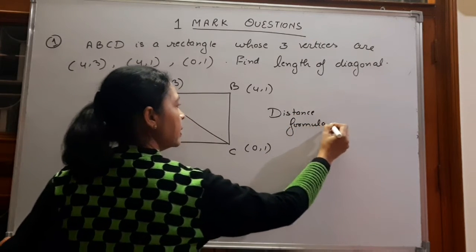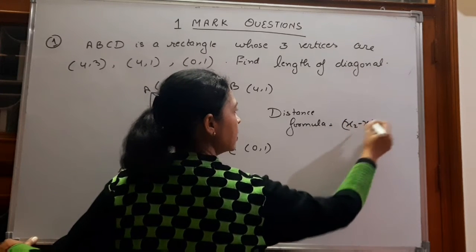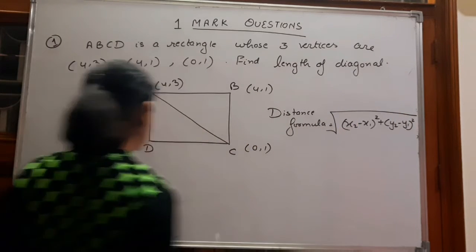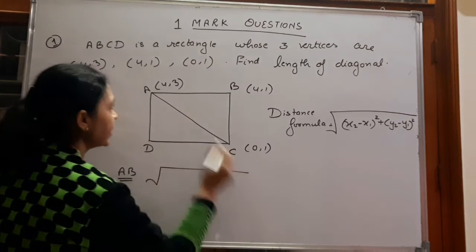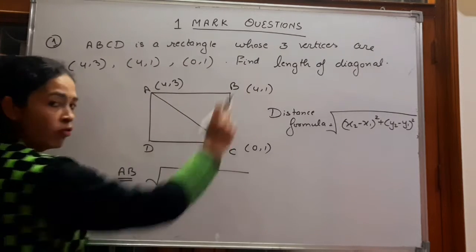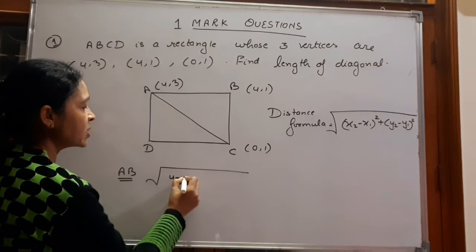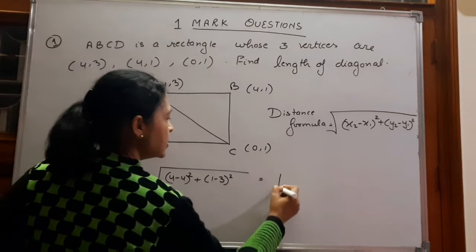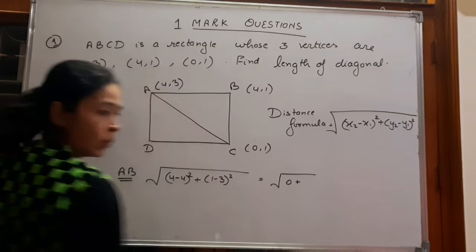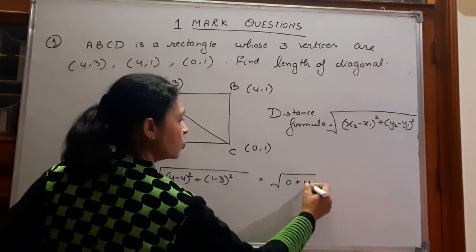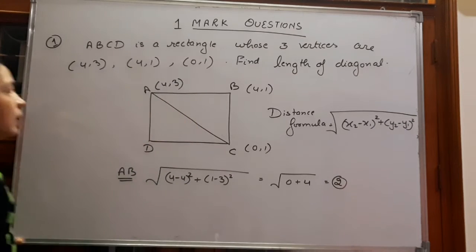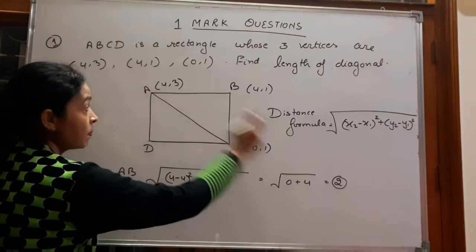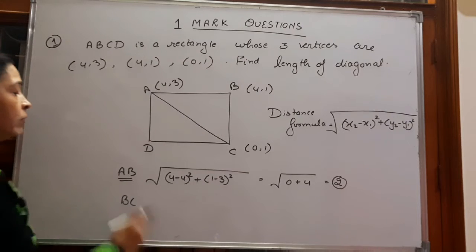Distance formula is the square root of (x2 minus x1) whole square plus (y2 minus y1) whole square. For AB, let the coordinates of A be x1, y1 and coordinates of B be x2, y2. We have (4 minus 4) whole square plus (1 minus 3) whole square. This is 0 square, 0, plus (1 minus 3), minus 2 square, is 4. Root 4 is 2. Now, we will take only 2, not minus 2. Root 4 is plus minus 2, but the length is not negative.